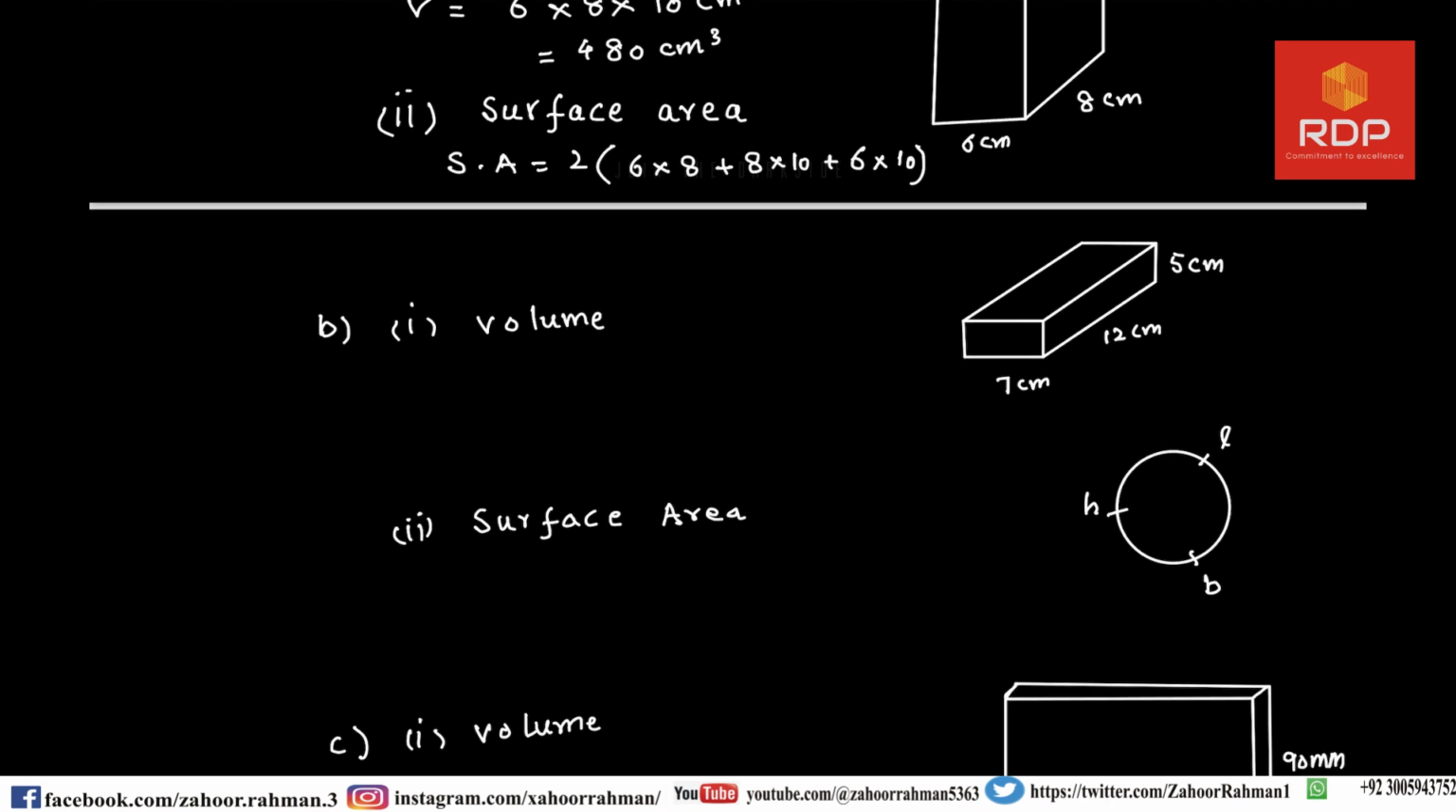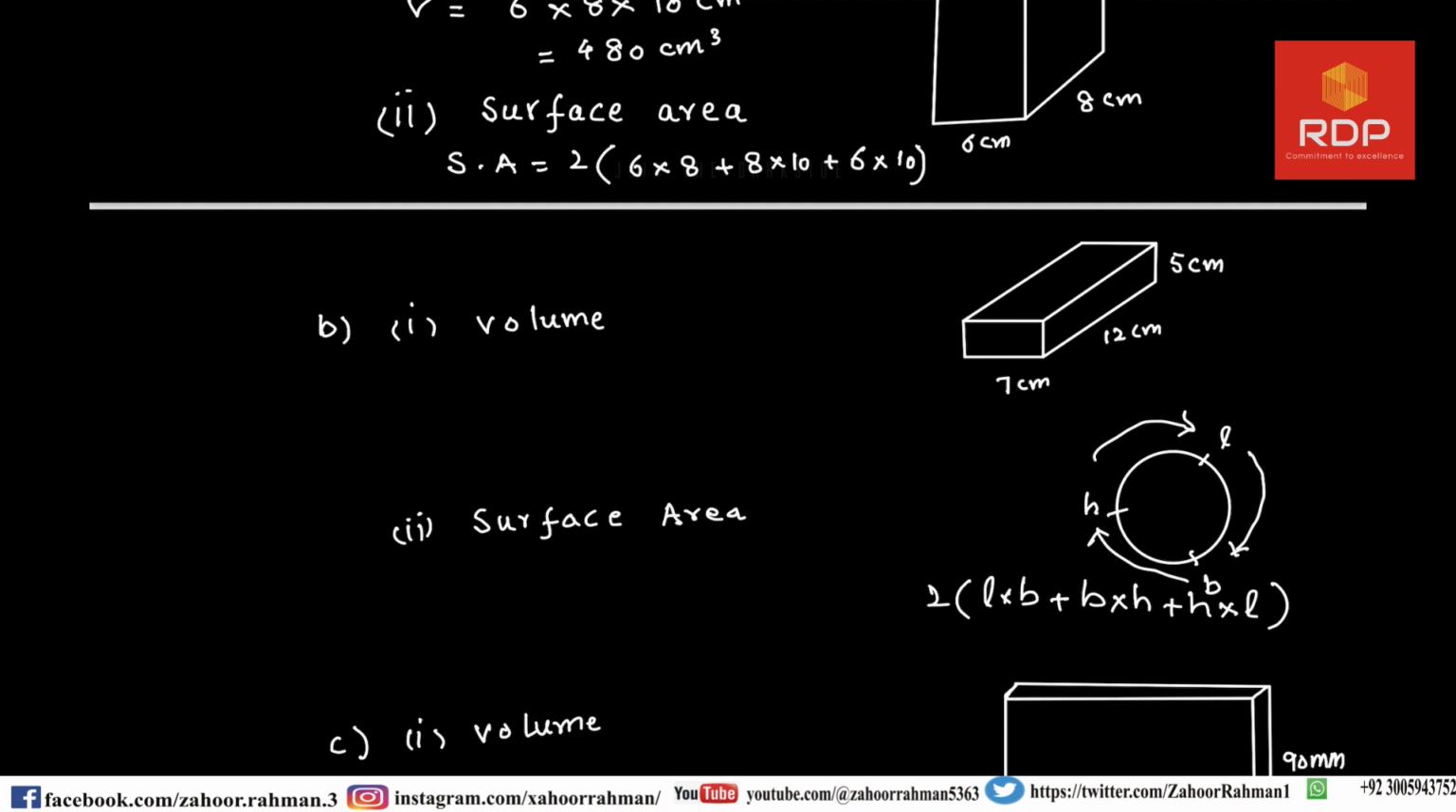Now the formula is something like this: 2 into (L cross B plus B cross H plus H cross L). That is for the cuboid. You have to remember it. L multiplied by B, B multiplied by H and H multiplied by L.